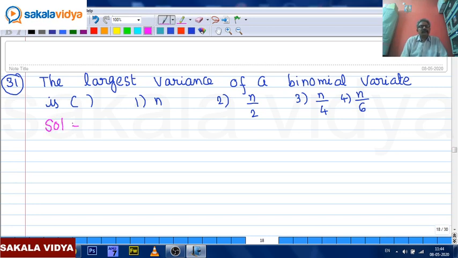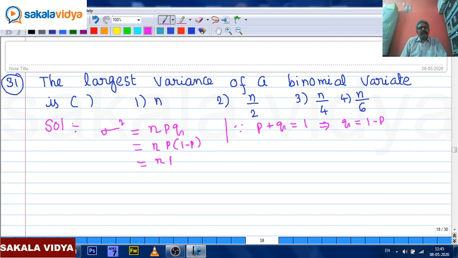Solution. The largest variance you need to find out. First, variance is equal to npq. Here n, p, q are three variables, so we need to change it to one variable. Since we know that p plus q is equal to 1, q equals 1 minus p. This we can write as np times (1 minus p).